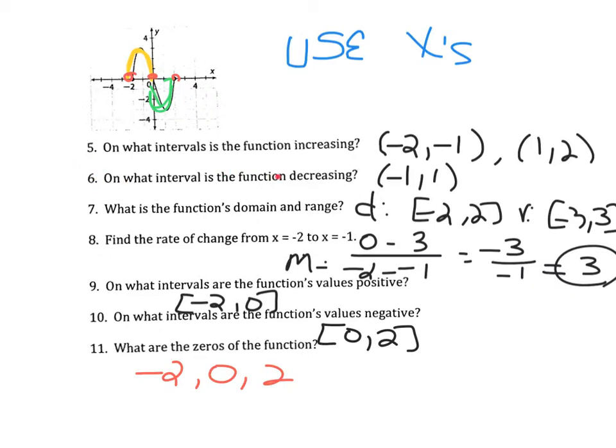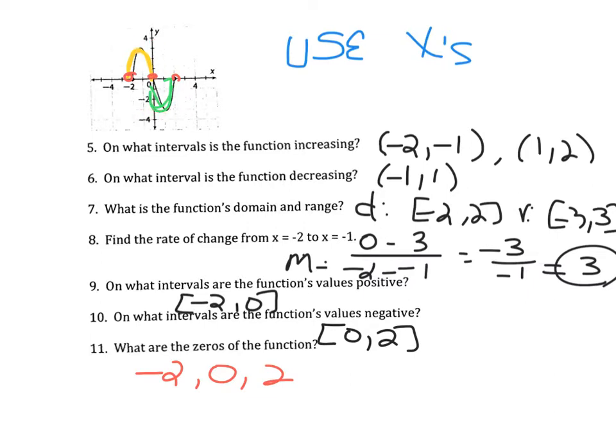Number 6, where is it decreasing? Well, it's going down from here down to there. Use your x's again. That x is -1. That x is +1. So it's going down from -1 to +1. Domain and range. Domain is how far left and right it goes. Domain is x's. So it's going from -2 to +2. Your range is how far up and down it's going. It's your y. So it goes as low as -3 and up to +3.